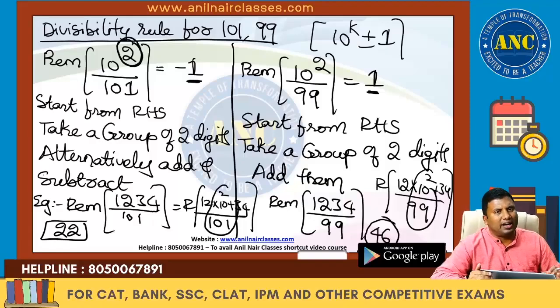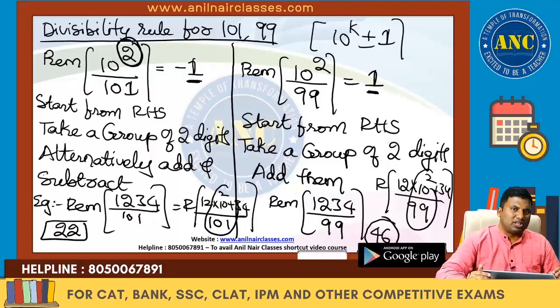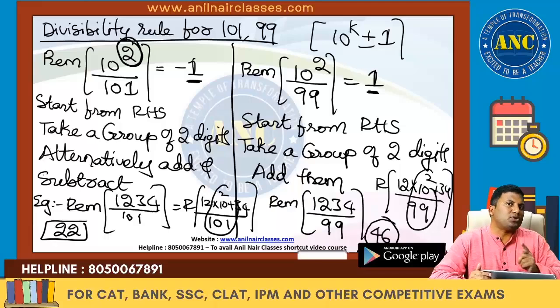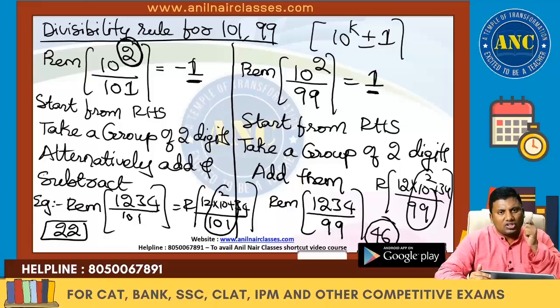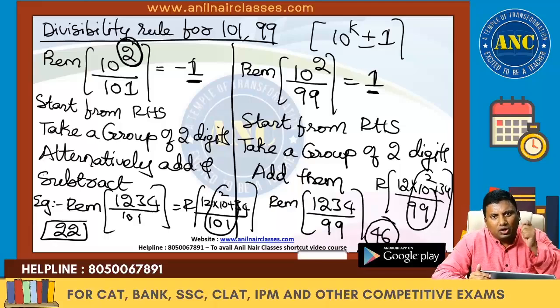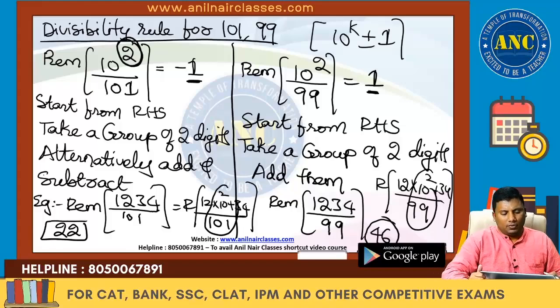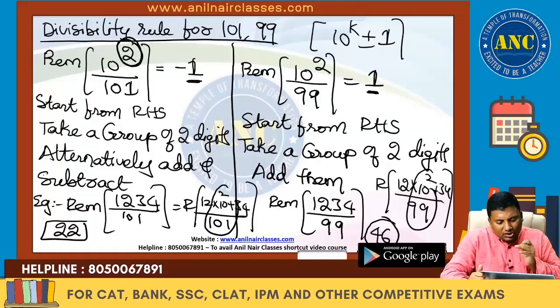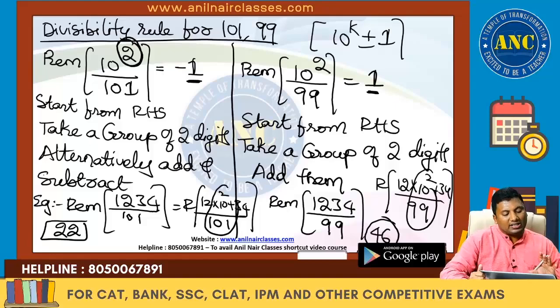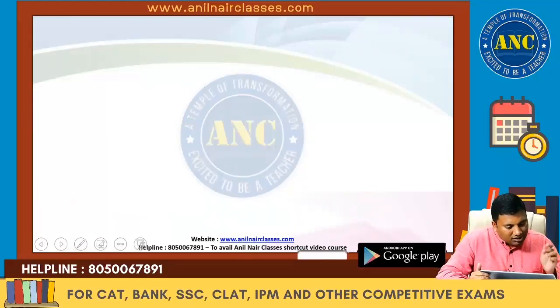In the next slide, we will take more and more examples. Conceptual clarity is the key to your success. 10 square divided by 101 is minus 1. 10 square divided by 99 is 1. I hope this concept is clear. Depending upon the power, I will alternately add and subtract. If it is 1, I will do addition. Simple example I have taken. Now let me take some more examples.